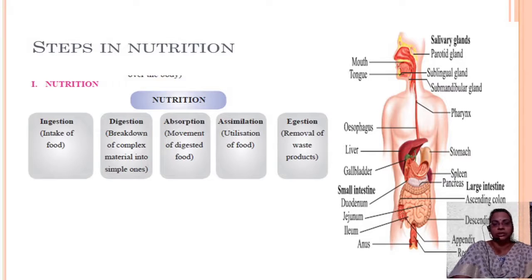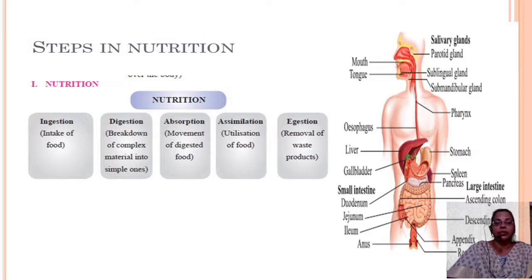The first process, ingestion. Ingestion means intake of food into the mouth. So with the help of hands we can take the food into the mouth, and within the mouth, in the presence of tongue, teeth and salivary glands, it will be mixed with the saliva. It will be made into a roll, and that roll is called bolus. Bolus will pass through the mouth and then into the esophagus, then into the stomach. So taking food with the help of hands into the mouth, that process is called ingestion.